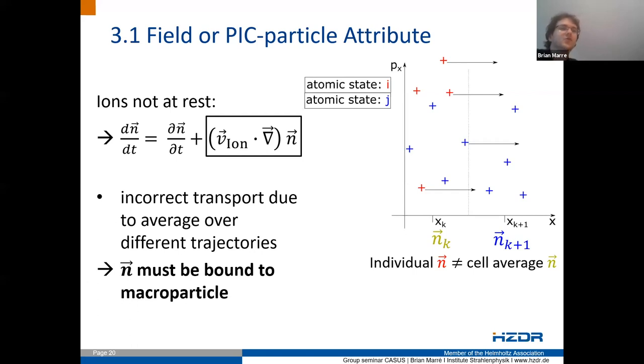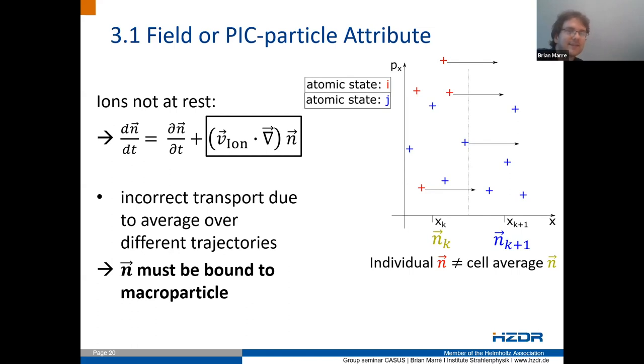The first thing we, of course, have to decide is if the atomic state should be a field or particle attribute. Which one of those feels more natural depends a little bit on where you start. If you start with the usual atomic physics and plasma approach, then the field-based approach is closer, because you simply assume you have some sort of atomic state distribution and you say, okay, one of those per cell and be done with it. If you come from the PIC version, it's of course more natural to say it's a PIC particle attribute, because in reality it is a particle attribute. And in fact, that's also the better way to do this.